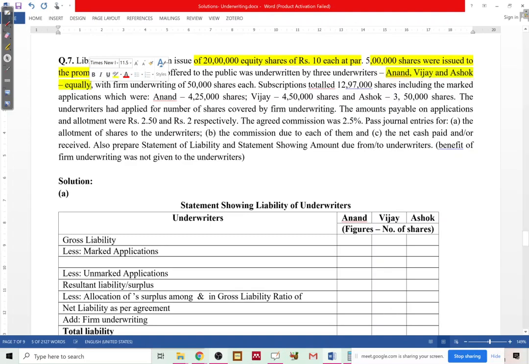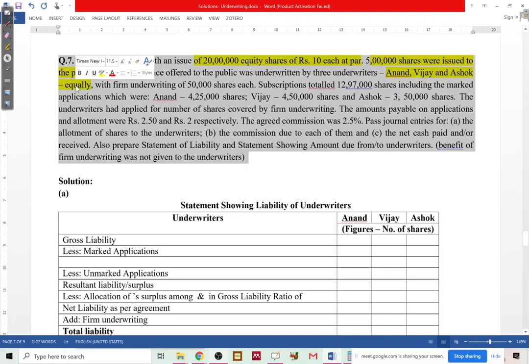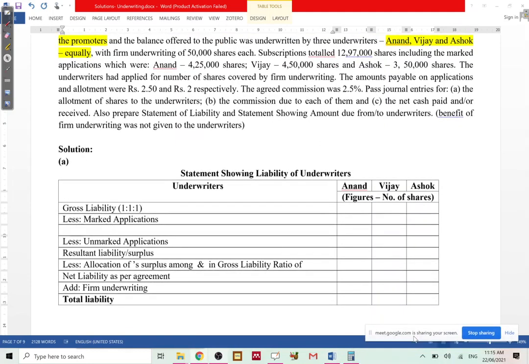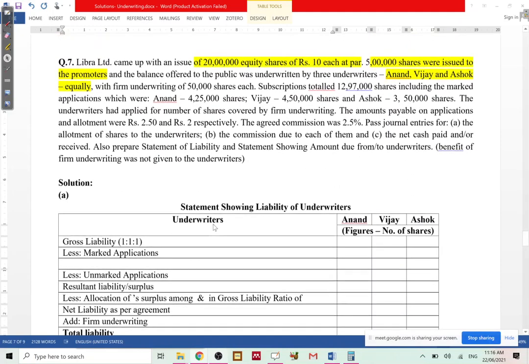This word here, this one word is very important. So in other cases, in different problems, we have seen either ratios were given directly, either percentages were given directly, or you were given amounts, and based on the amounts you were supposed to calculate ratios, right? But here they are saying that the gross liability is taken equally by each of them, which means the ratio is 1:1:1. Is this understood? Equally means 1:1 for each one.